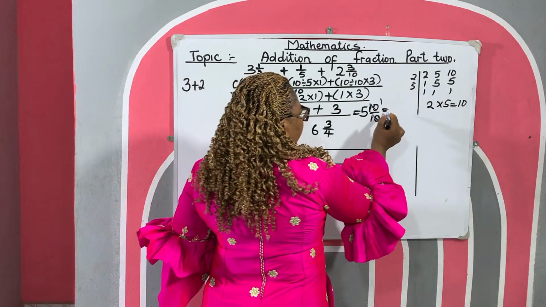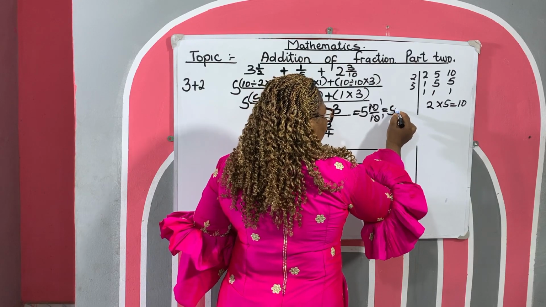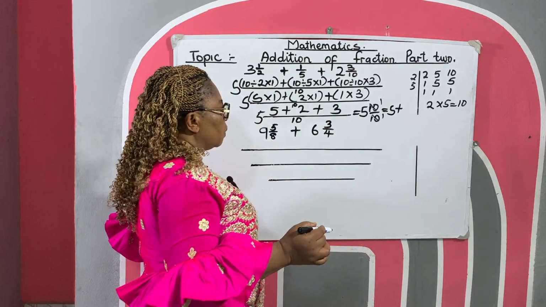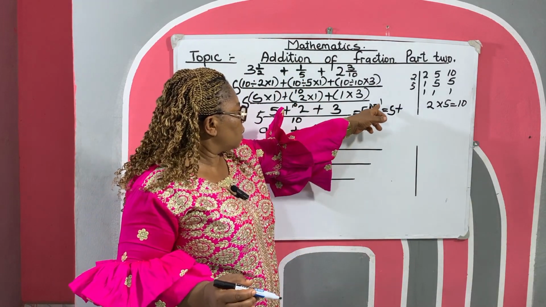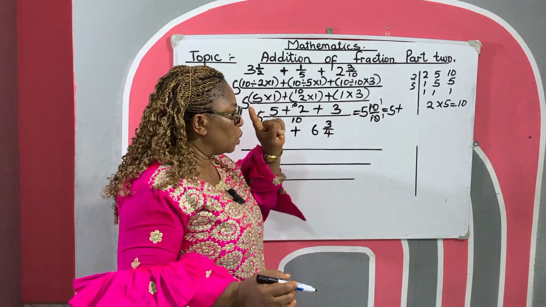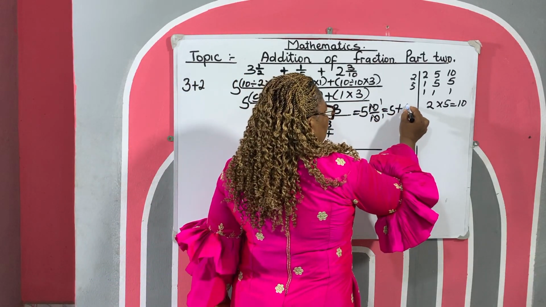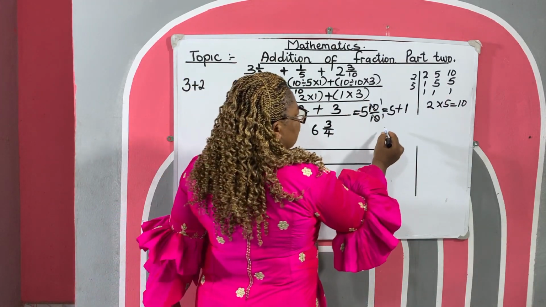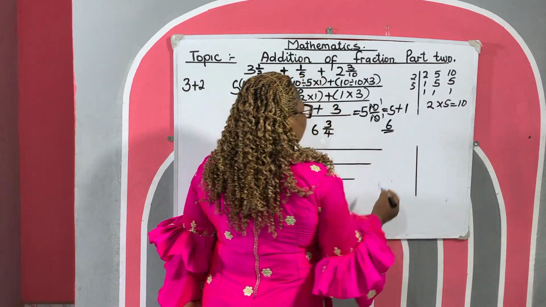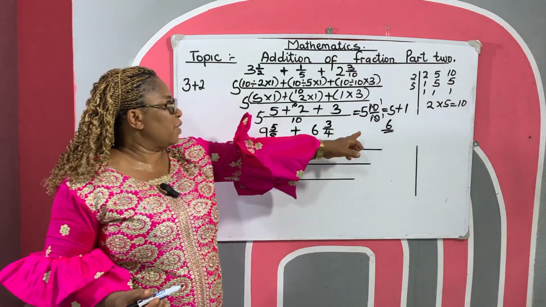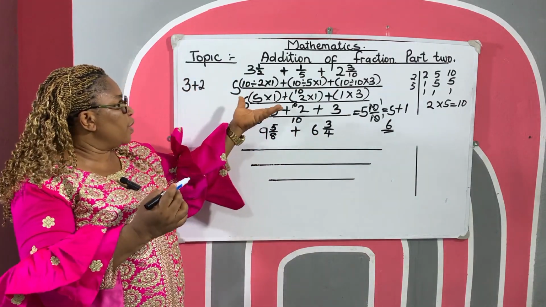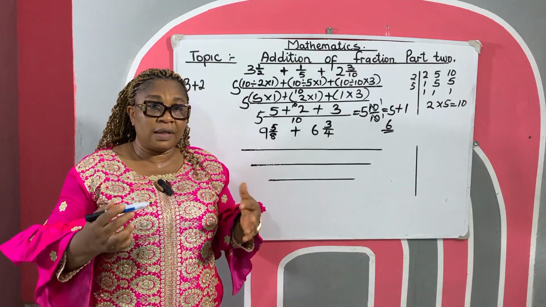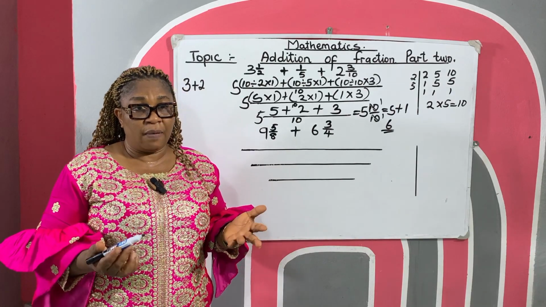So what do we have? We have 5 plus 1 over 1, which is 1. So 5 plus 1, the answer is 6. Can you see it now? After solving the whole lot, we got our answer as a whole number.